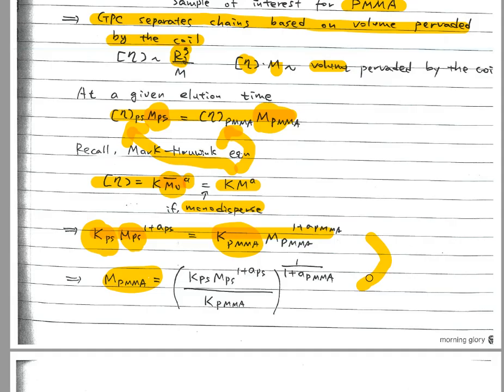You could find an example in the textbook using these relations to determine the molecular weight of the unknown sample based on the calibration curve of other polymer samples.